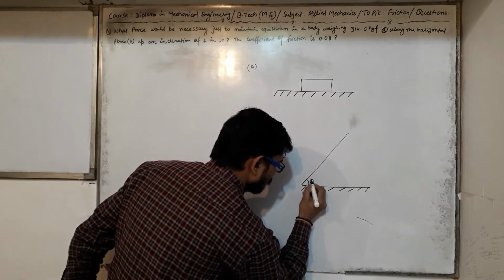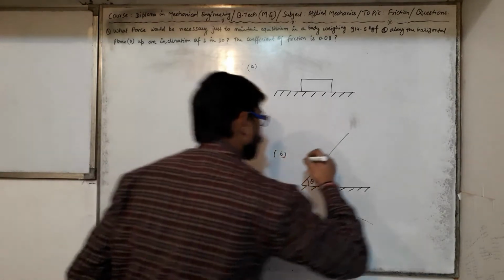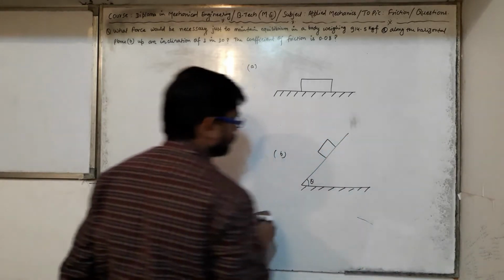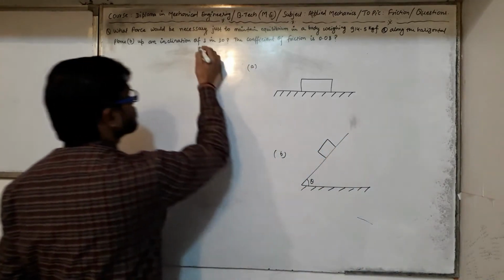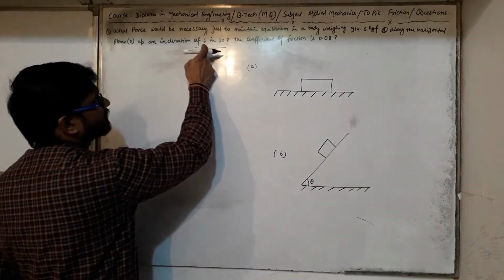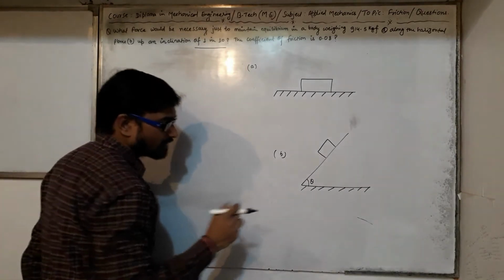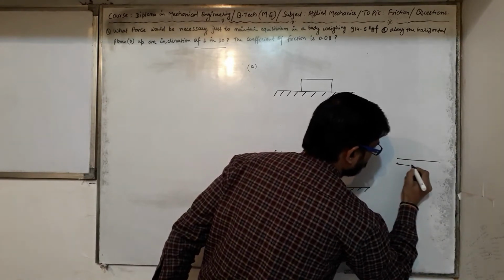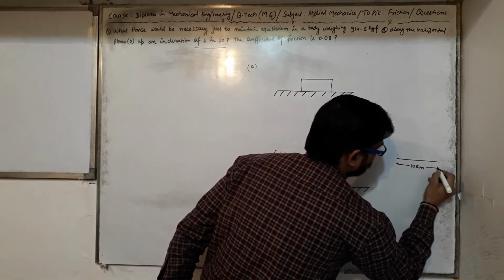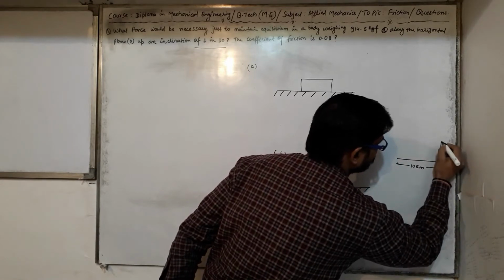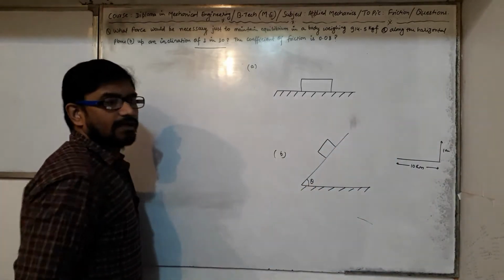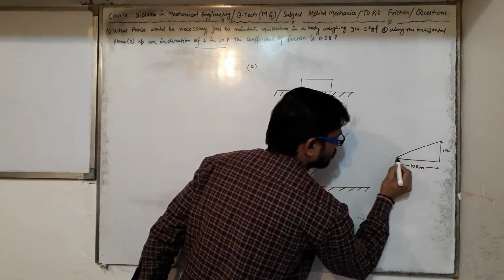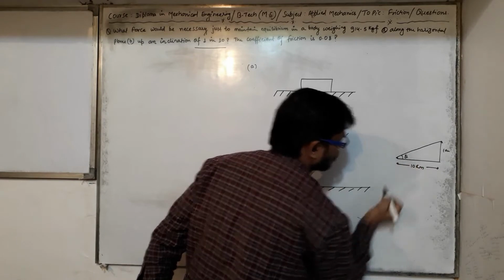Say the inclination is theta. So the body is kept here on an inclined plane. How much is the angle? It is given indirectly that the inclination is 1 in 10. It means if you move horizontally 10 centimeters, then 1 centimeter would be the vertical direction. So if I join this point, you will get theta.